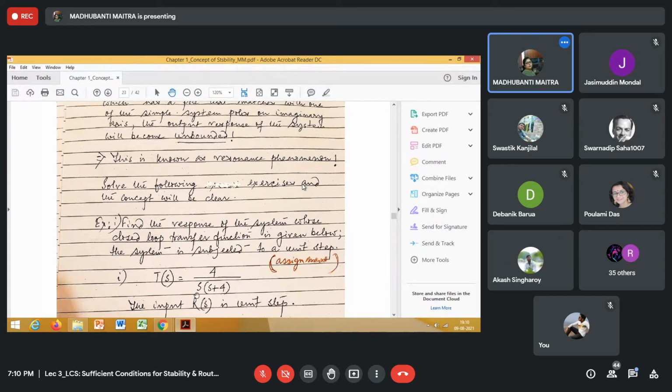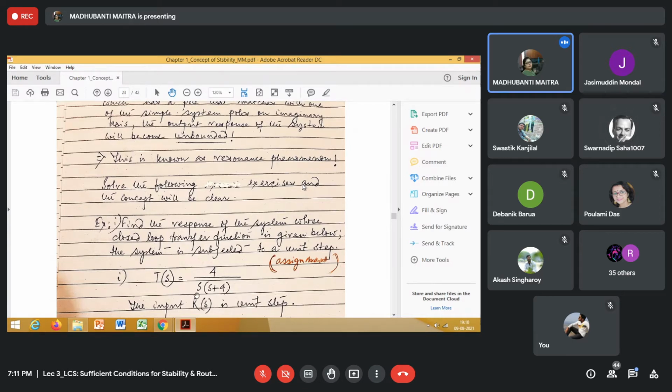Yes, ma'am. So from what we have discussed so far, we can say that since there is a pole at the origin, the system cannot be a stable one. At best, it could be a limitedly stable one. Do you agree?